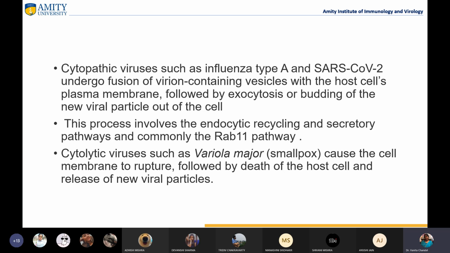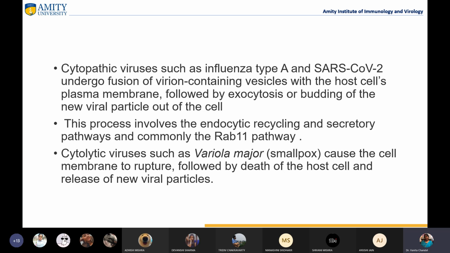Those cytolytic viruses, such as variola major, cause the cell membrane to rupture, followed by the death of the host cell and the release of the new viral particles into the environment or outside the cell. Then those virus particles which have gone outside the cell will again try to enter new cells and infect them. Further, they look for a new cell to infect, right? Because they are now released from the cell.